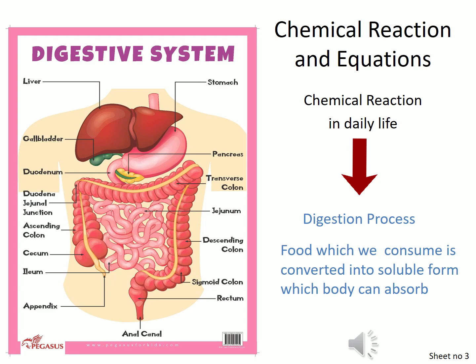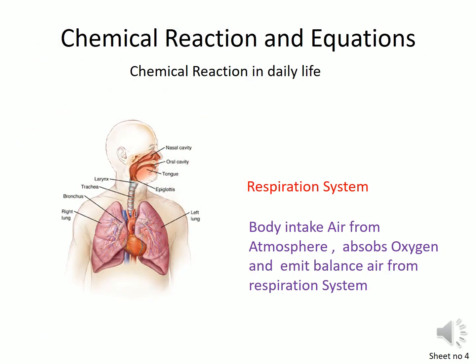Now, the digestion process is also a chemical reaction. Food which we consume is converted into a soluble form which the body can absorb. This is also a chemical reaction, meaning food is converted into energy. Respiration system: the body intakes air from the atmosphere, absorbs oxygen and emits the balance air from the respiration system. This process is also a chemical process, a chemical reaction.